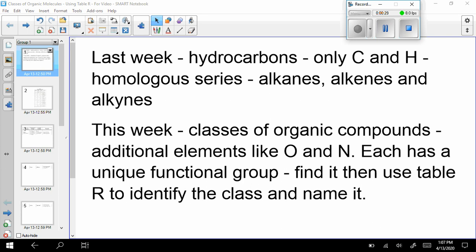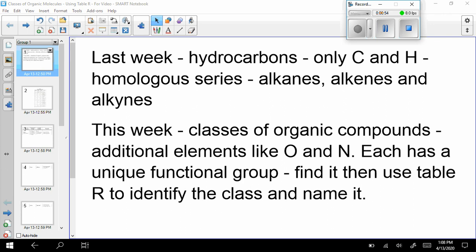And this week, we are still doing organic compounds, but now we're going to do different classes of them. What that means is, if there is an alcohol, that means it has an OH on it. So it's not just carbon and hydrogen anymore. We're going to add in elements like oxygen and nitrogen. And then the unique functional group is what allows you to say that they belong to that class.